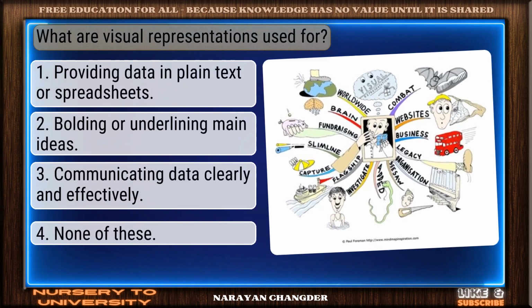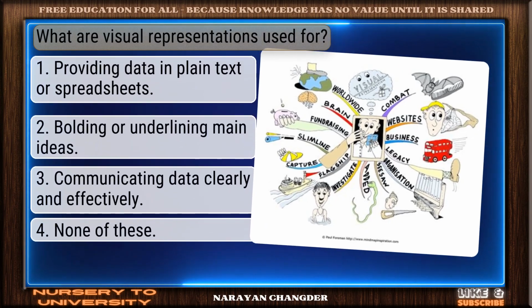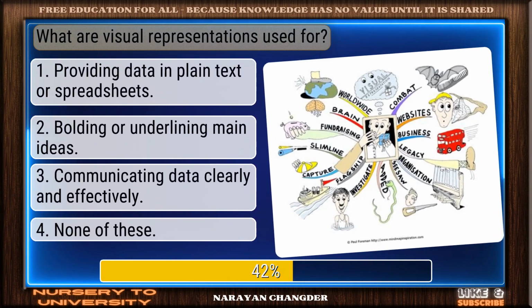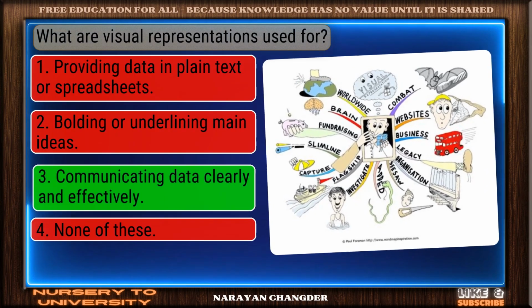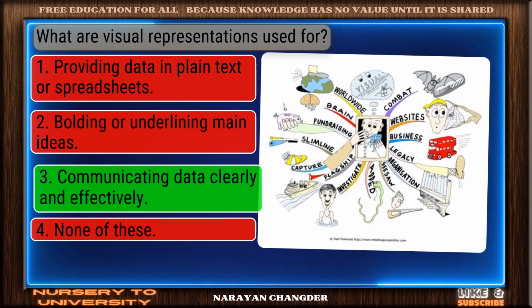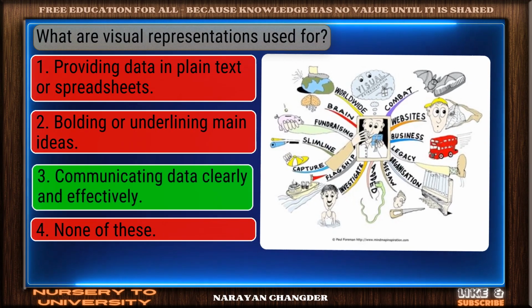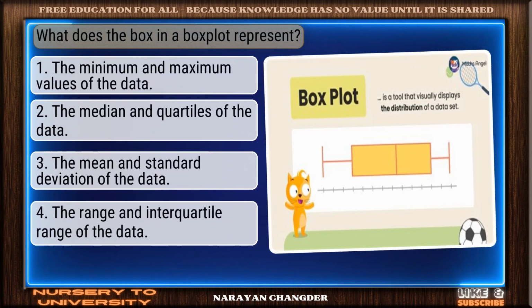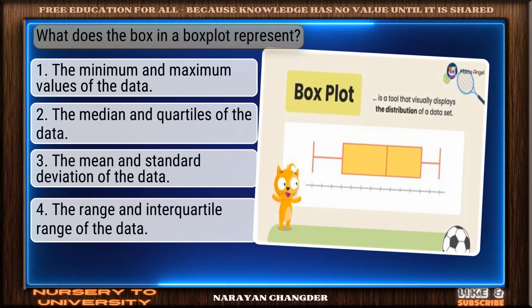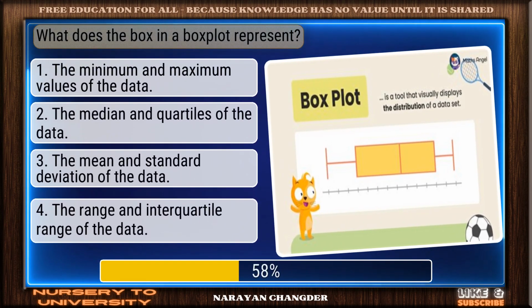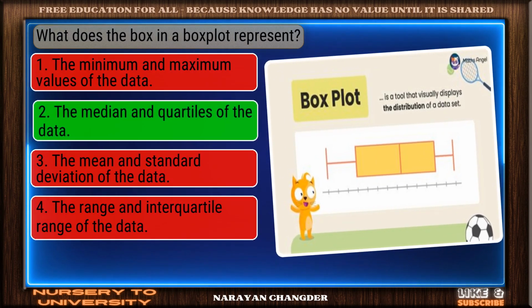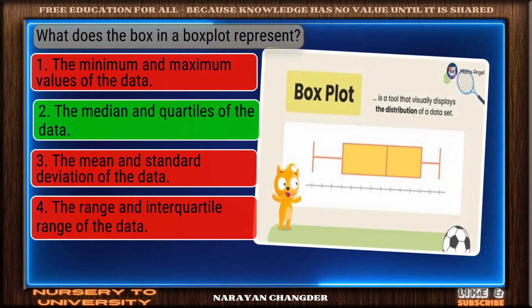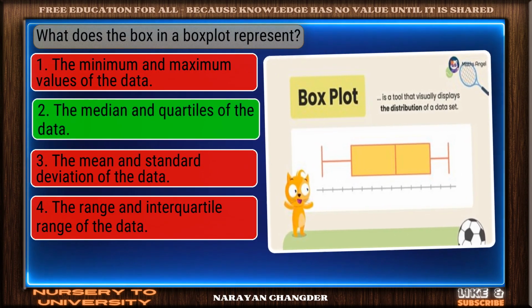Question number 45. What are visual representations used for? Great thinking. Communicating data clearly and effectively is the right choice. Question number 46. What does the box in a box plot represent? Bravo! The median and quartiles of the data is the answer.